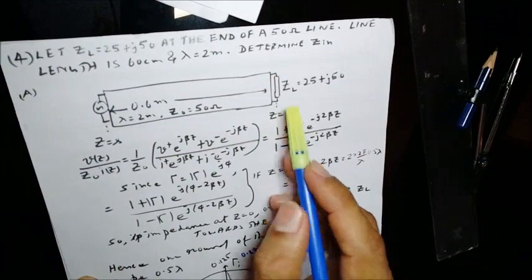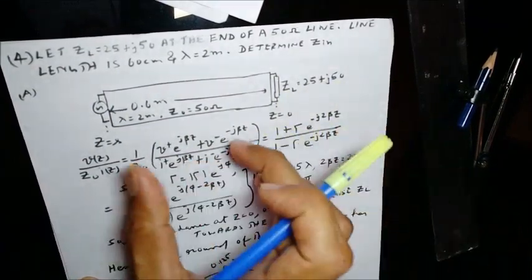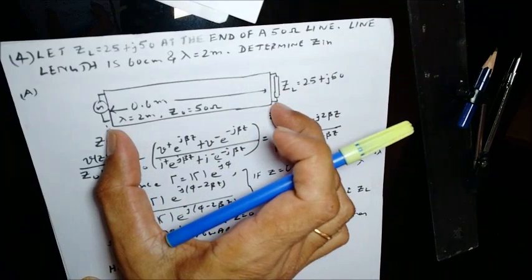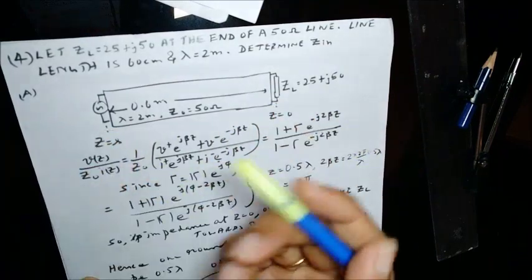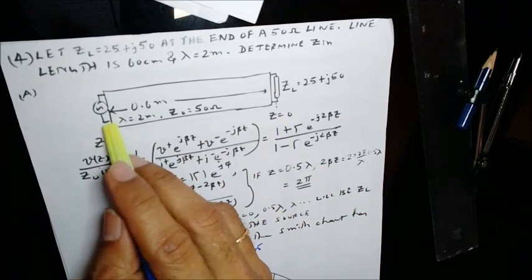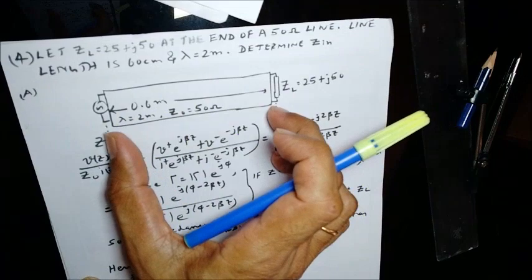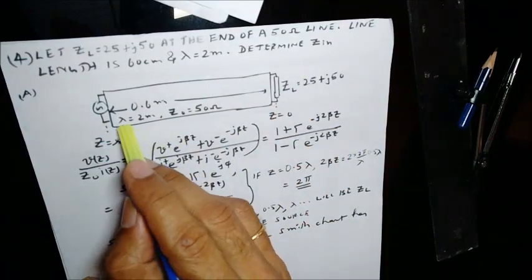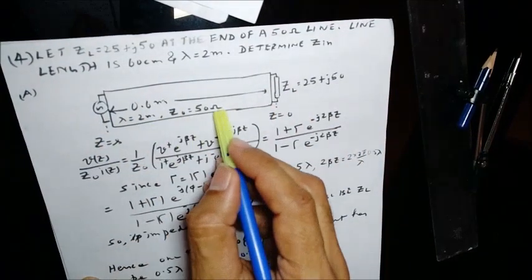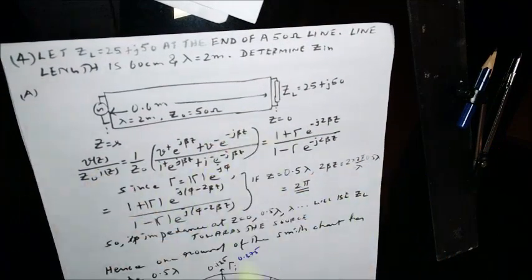At z equal to 0, you have the load ZL, which is 25 plus j50. Length of the transmission line is 0.6 meters. So actually z is 0.6 meters because this is z equal to 0, and at z equal to s, you have the generator or the source. This s has to be 0.6 meters. Lambda is 2 meters. Z0 is 50 ohms. And we have to find out the input impedance using the Smith chart.